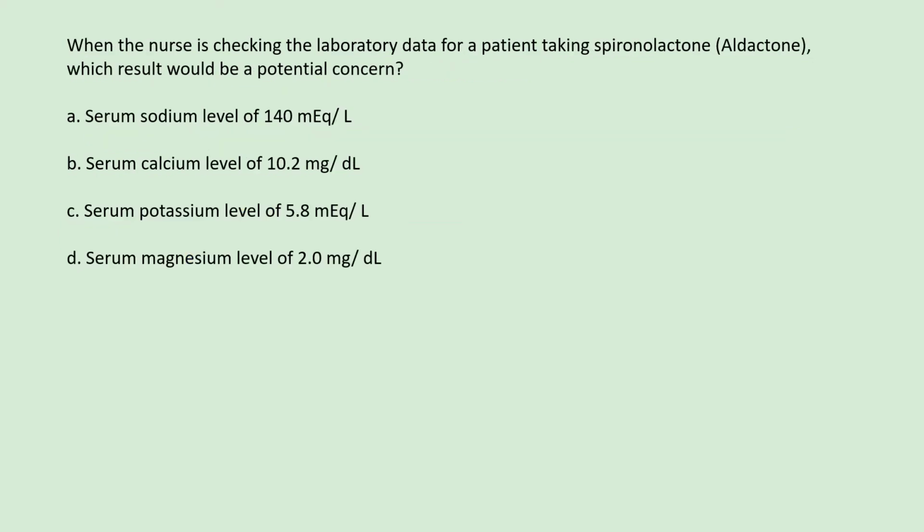When the nurse is checking the laboratory data for a patient taking spironolactone, Aldactone, which result would be a potential concern? A. Serum sodium level of 140 mEq/L. B. Serum calcium level of 10.2 mg/dL. C. Serum potassium level of 5.8 mEq/L. D. Serum magnesium level of 2.0 mg/dL.